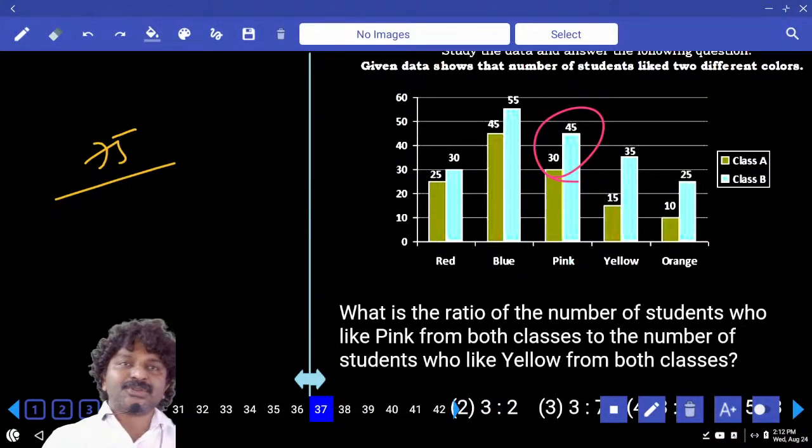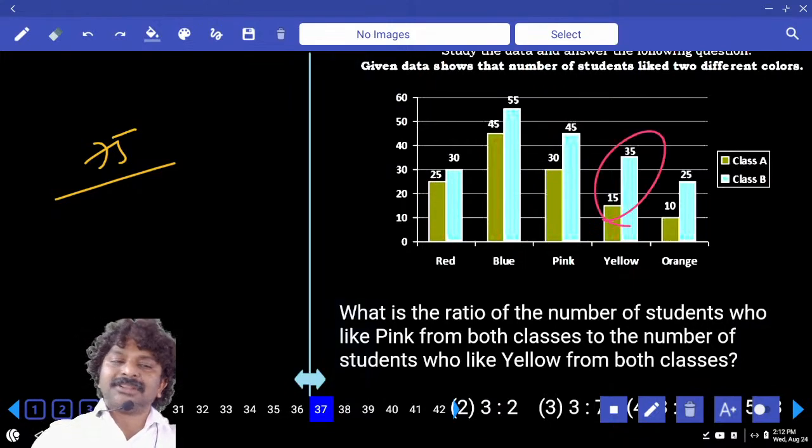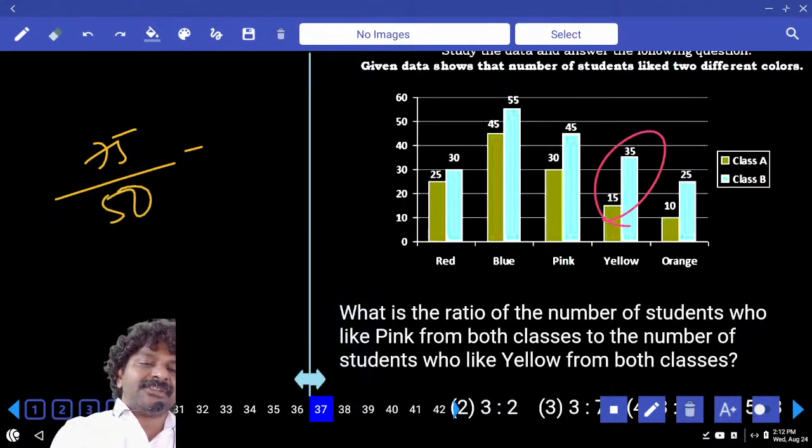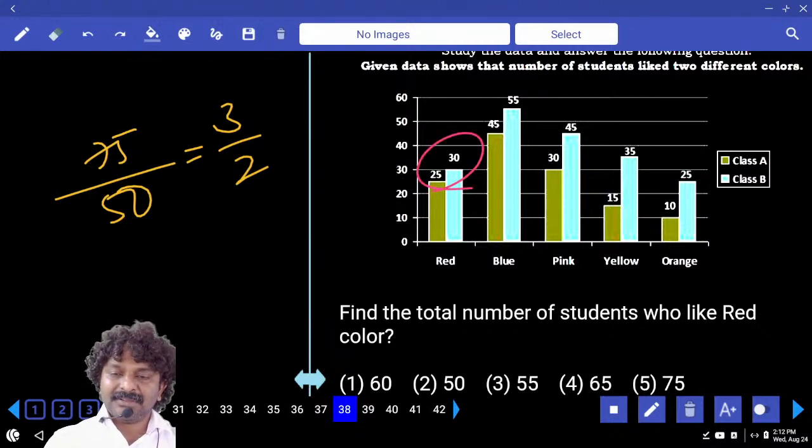Ratio. A is to B or A by B. So the number of students who like yellow from both classes. Yellow from both classes, 50. Cancellation with 25 only. Yes. Identify the difference between numerator and denominator. 25. 3 times and then 2 times. Find the total number of students who like red color. 55. Just need to add values.